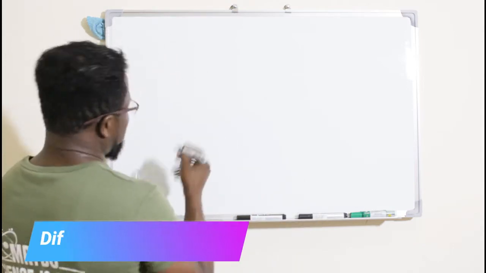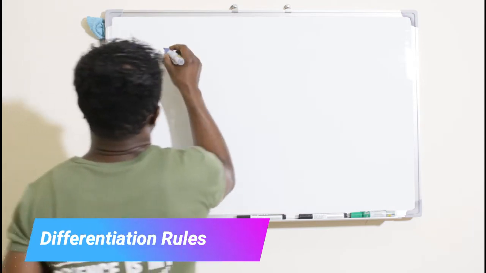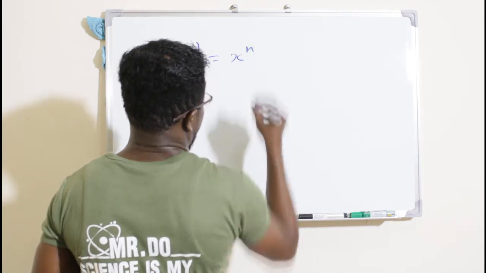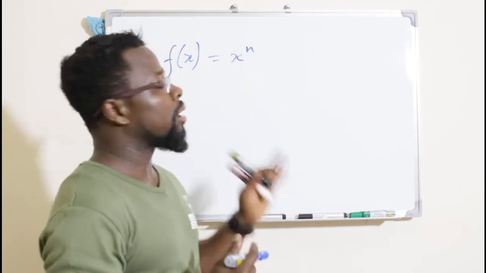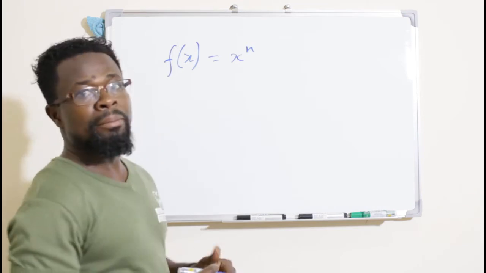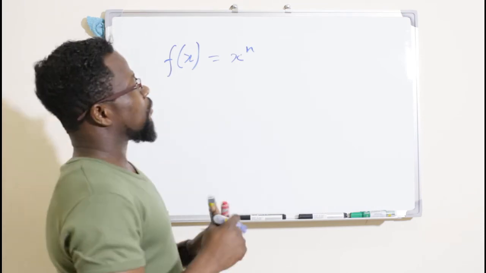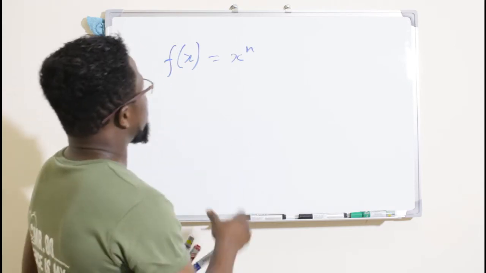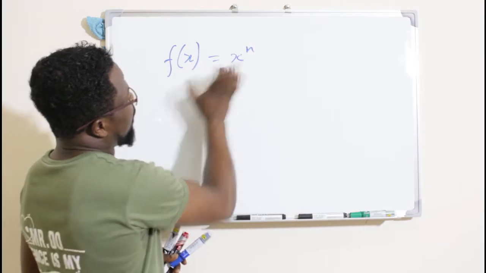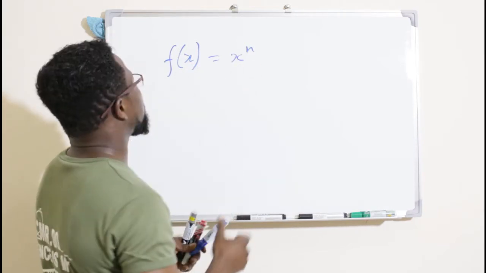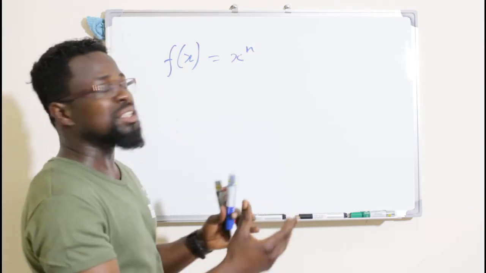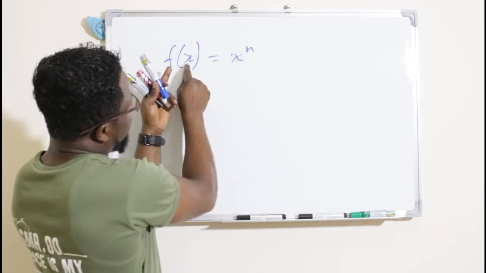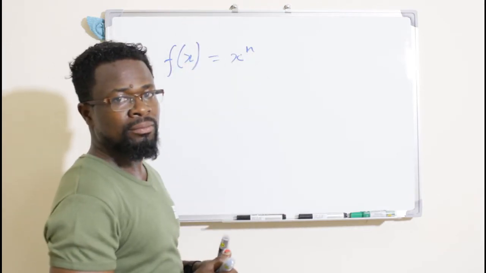If I am given a function such as this, f of x equals x to the power n, we're looking at the general way of differentiating this by making use of the differentiation rule. The word differentiation simply means we're looking at difference. To take the derivative of the function means we are differentiating this function with respect to a given variable, which in this case is x.